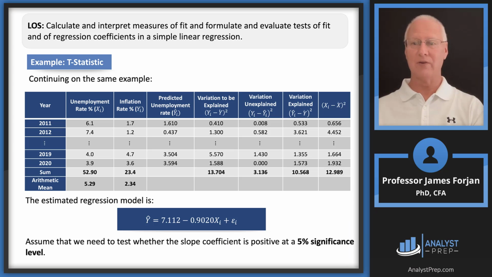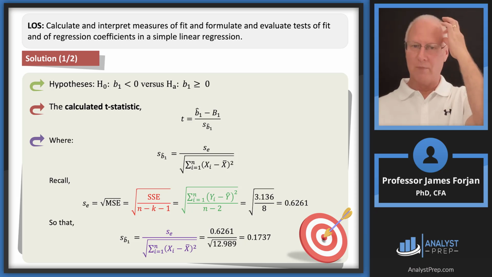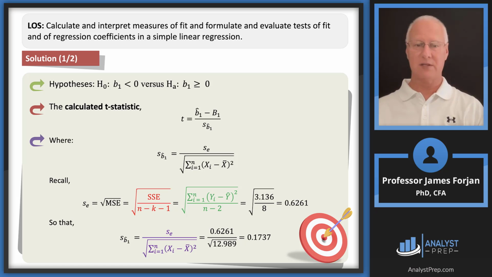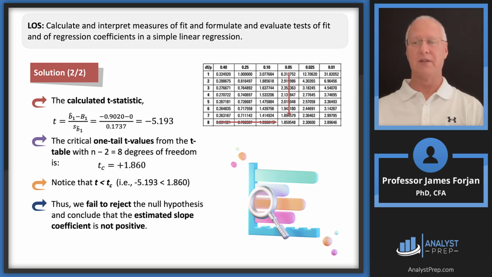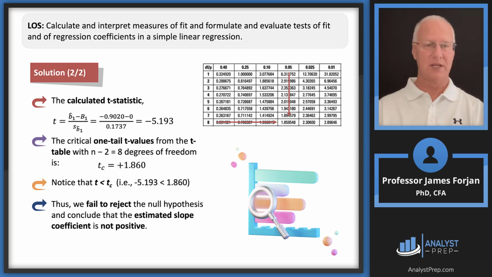So let's go back here. There it is, the variation unexplained. Remember that the sum of that column is going to help you compute the denominator in the test statistic. Then we can use that to compute the standard error of the slope coefficient, S sub B1. So there's the 1737. And then we calculate the test statistic. There we go, minus 0.9 over the 1737. We're going to subtract 0. There's the 5.19.